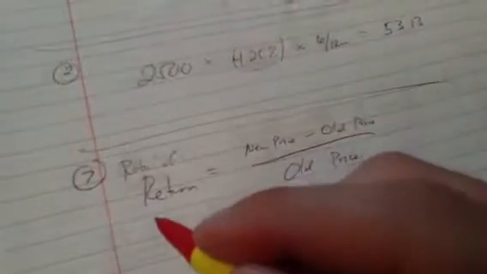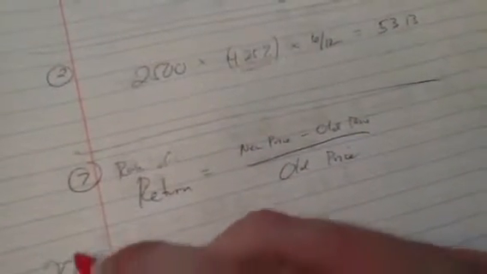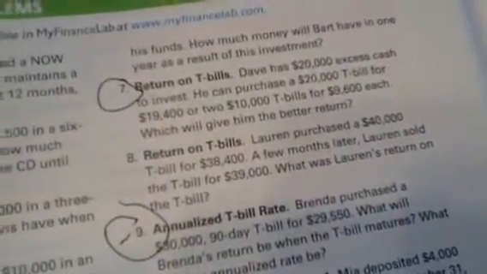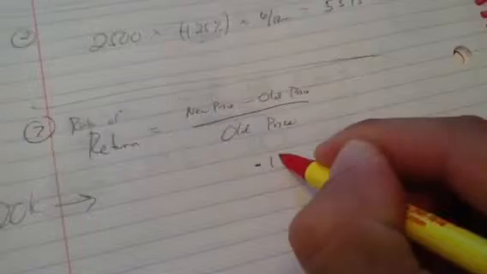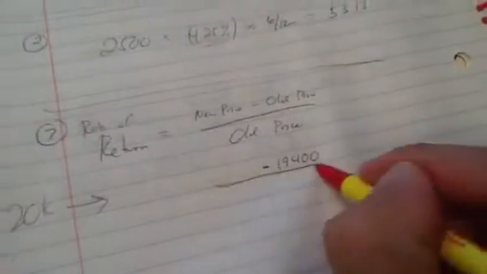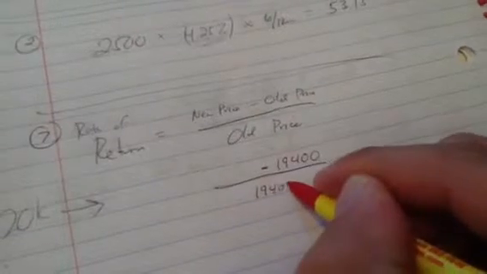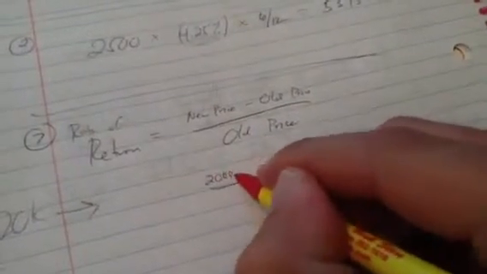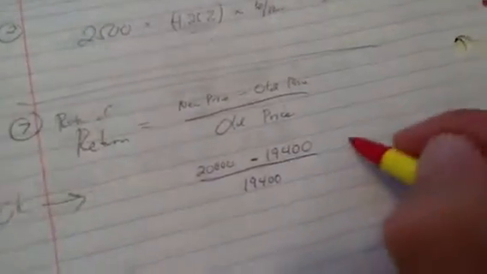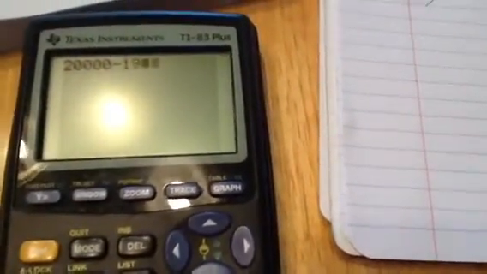So if we're going to do this for the $20,000 T-bill, which says he can purchase it for $19,400. Well, if he purchased it for $19,400, that would be the old price, and then its value over time grows to $20,000. So when I do this, I can just use the calculator here. I'll say 20,000. Now you got to be careful with your order of operations. So I'm going to say minus 19,400, but look what happens. You know, this is the equation.